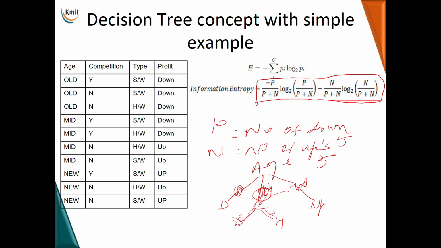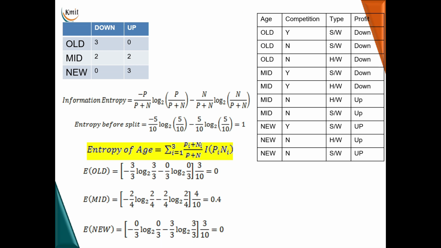Now competition. In competition, what do I have? I have yes and no conditions. For that, again I'll check what is yes, what is no. If it is yes, it is down. If it is no, it is up. Then what do I have? I have a type. In type, what do I have? I have software, I have hardware. Now again, which is down, which is up, I'm going to draw. This is your basic decision diagram for this question.